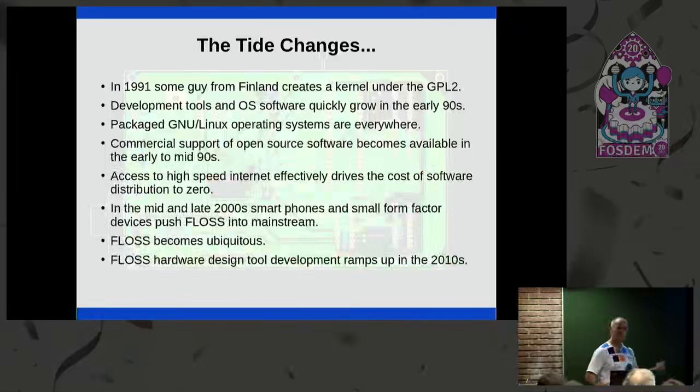So we still lacked a kernel. So in 1991, some guy from Finland created a kernel under the GPL2, okay? And that really spurred development. Things really took off at this point. So within a couple of years, by the mid-90s, there were probably a dozen packaged distros of Linux. So you had Red Hat and Debian and Mandrake and SUSE. And so there was a whole bunch of them. So you didn't even need to do any compiling anymore. You could download, install, and run Linux.